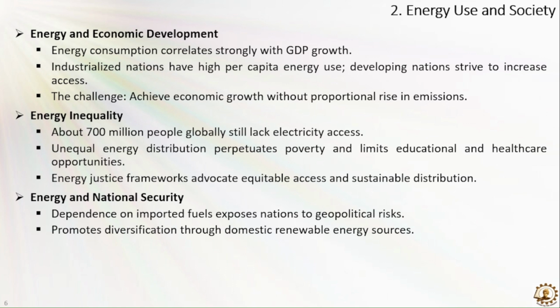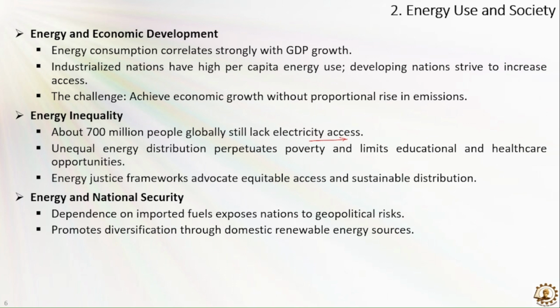As per the United Nations, there are 17 goals for sustainable development. One of them, goal number 7, is equal distribution of energy. But till now, in our world, about 700 million people globally still lack electricity access, mostly in African nations and some Middle East nations, also some South Asian countries. And this unequal energy distribution perpetuates poverty and limits educational and healthcare opportunities.